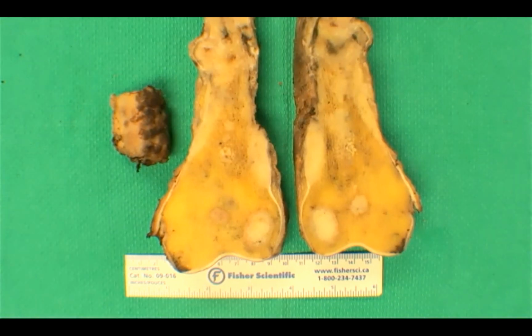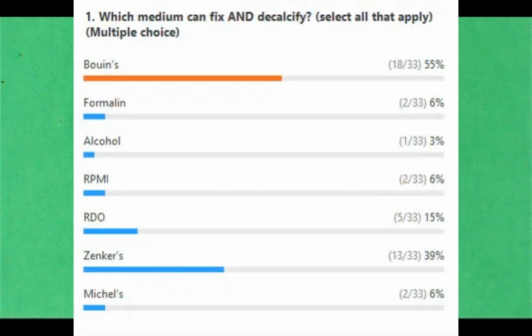It's a good spread overall. Share the results. And yeah, I think people got the two correct answers, which is Bouin's and Zenker's. The hint there was for bone marrow specimens, these were traditionally used because of that double functionality of both being able to fix and decalcify at the same time. Formalin, again, mostly for just fixation. Alcohol, again, fixation. RPMI does nothing. It's just a buffered solution.